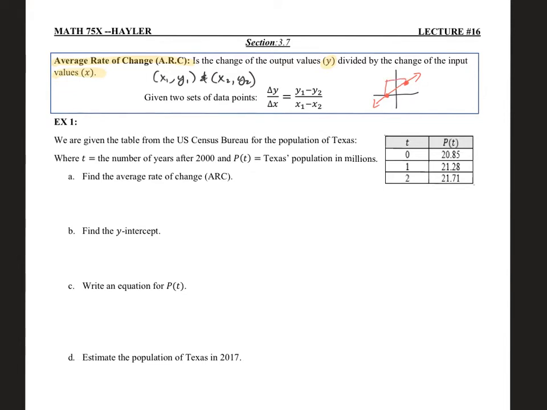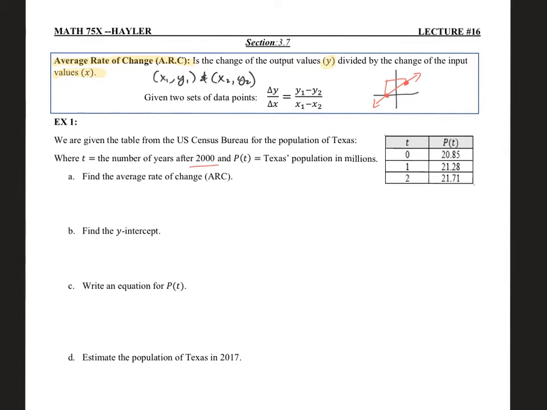Alright, so for example 1, we are given the table from the U.S. Census Bureau for the population of Texas. Right over there. Where T is the number of years after 2000, and P of T is Texas's population in millions. So if I was to read this set of points right here, T is 0, well, 0 years after 2000 would mean we're still in 2000. So in the year 2000, the population was 20.85 million. Alright. A, find the average rate of change.